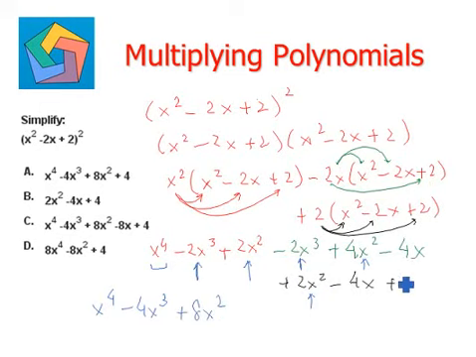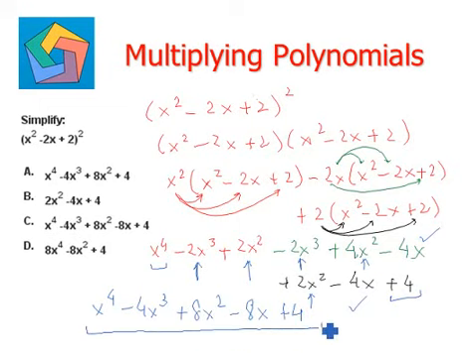Now the only x terms are negative 4x and negative 4x. So negative 4 minus 4 is negative 8x, and the only constant left is positive 4. So this is our final answer, which matches, let's see, x to the 4 minus 4x cubed plus 8x squared. This matches option C. Let's look at another example.